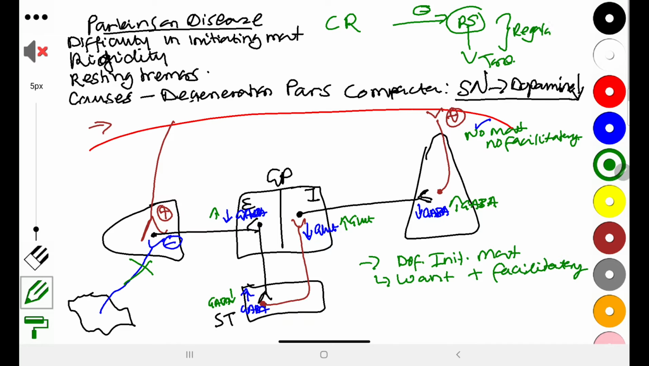Now, what happens is with reduction in dopamine, you see that the inhibition of these reticulospinal tracts also reduces. And because the regulation has reduced, you see that there are action potentials that are sent to both the flexors and the extensors. And because of this, you'll find that these individuals are rigid. Okay, so that explains rigidity.